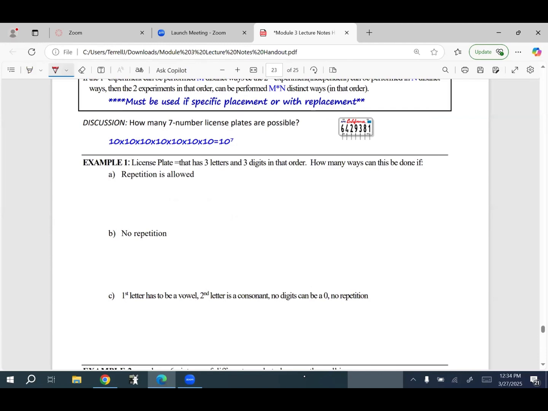So we have a license plate. I'm going to write letter 1, letter 2, letter 3, and 3 digits. So digit 1, digit 2, digit 3. So let's call this my first experiment. There's like 6 experiments here.